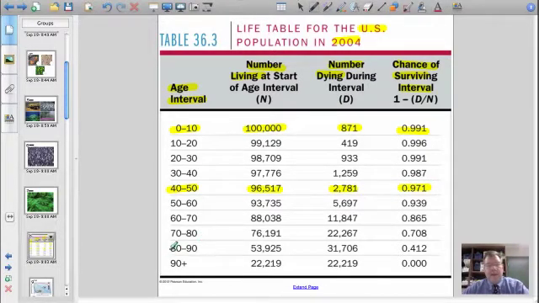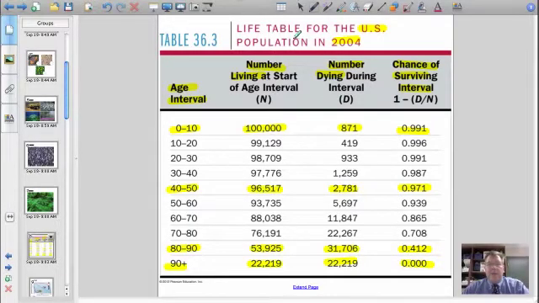If we come down and look at 80 to 90-year-olds, 53,925 started the interval, 31,706 died during that interval, which means only 41.2% survived the age of 90. And if we look at 90 plus, we find that 22,219 started, everybody died, and your chance of living forever is 0.